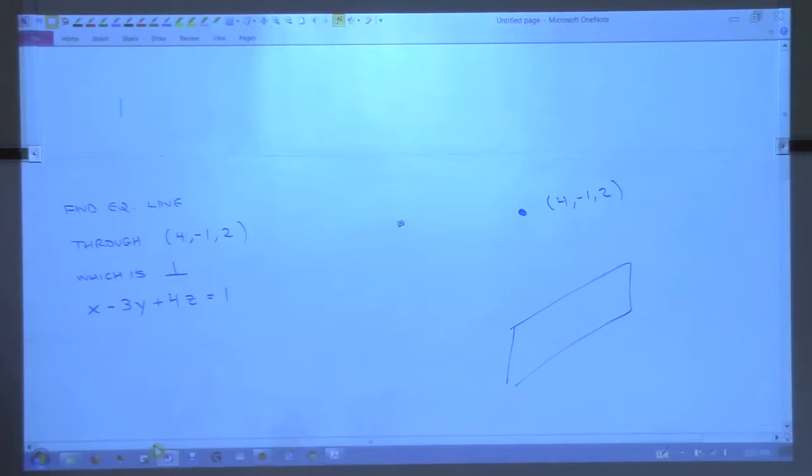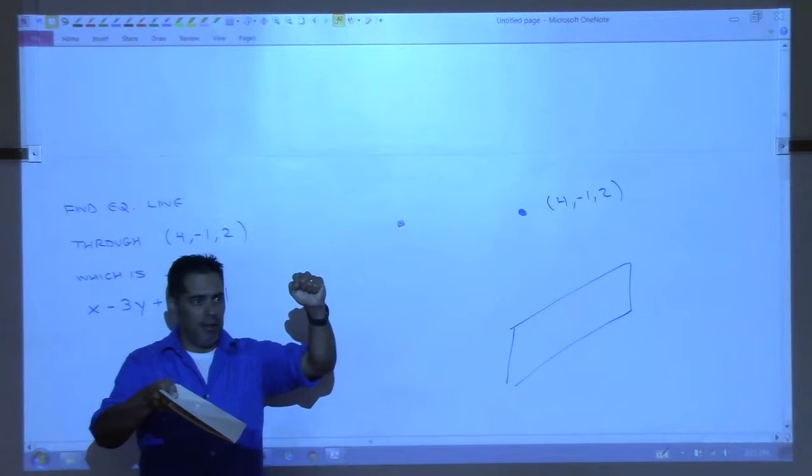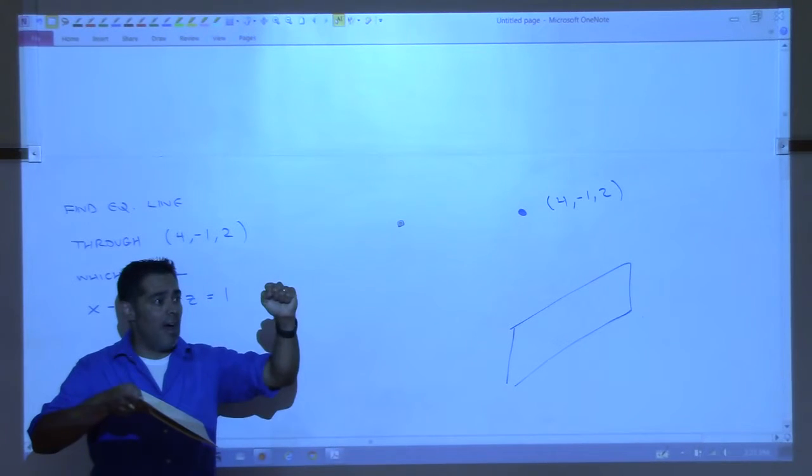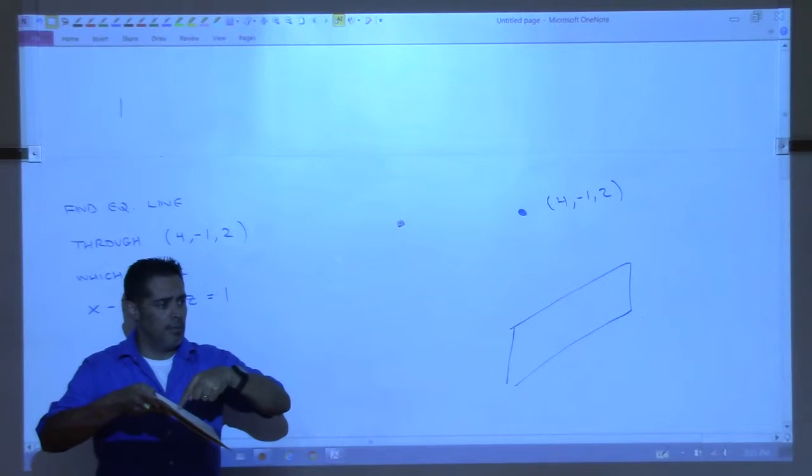So let me try it this way. Point, plane. Trying to find the vector equation of the line that goes through this point that is perpendicular to this plane.